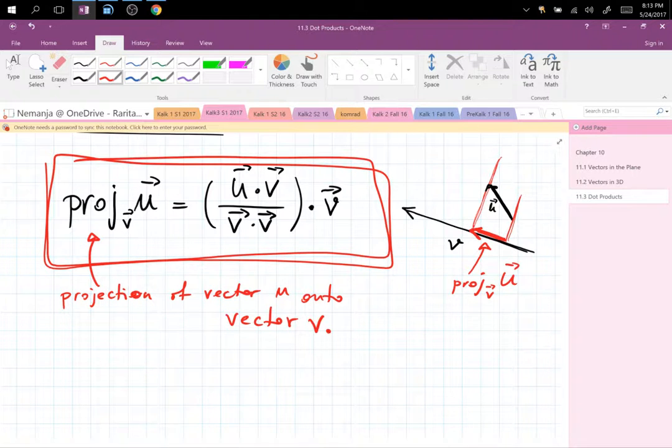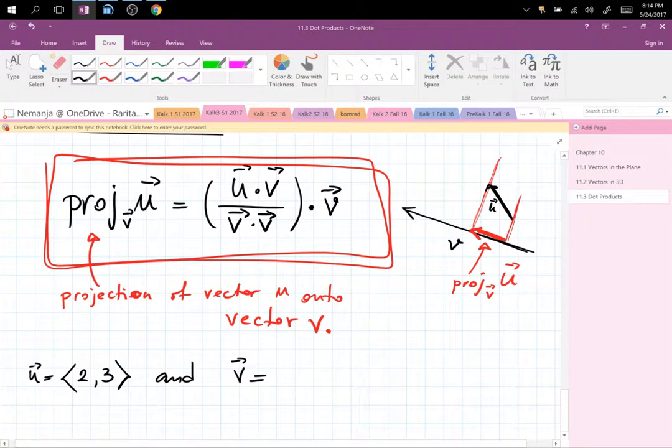So let's just quickly practice this. So here are the two vectors. Let's say again 2 and 3. So u is 2 and 3, and v is negative 1 and what? Which number should I put? 6 it is. It's first come, first serve. Next time be faster.